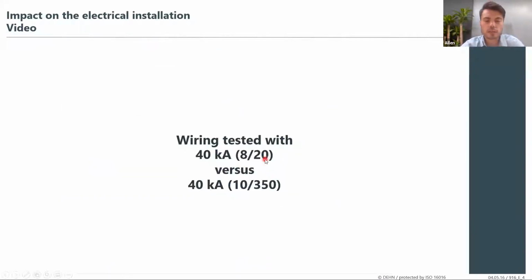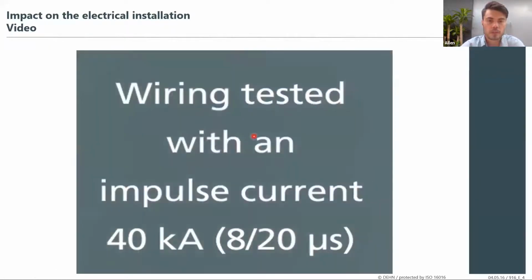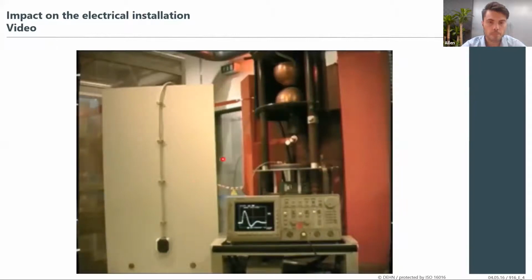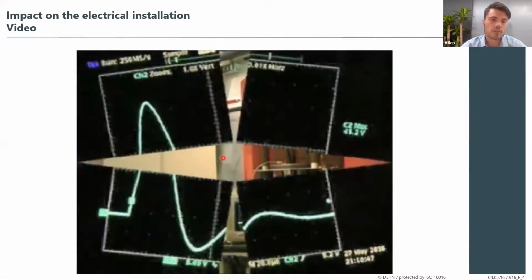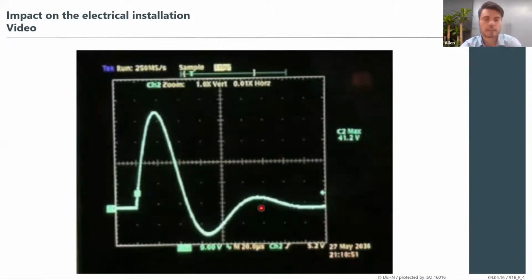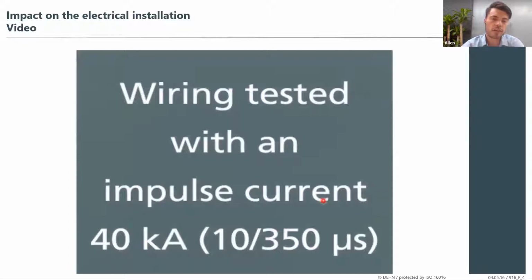So from the test, we decided to choose the same current magnitude at 40 kA with a different type of wave shape. From this video, you can see that the first test was conducted by injecting a 40 kA peak lightning impulse system. You can see from the graph that nothing happened to the installation at 8/20. Now with the same current magnitude, injected with a 10/350.